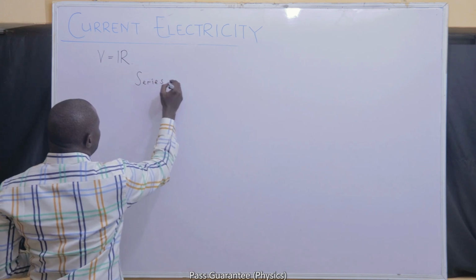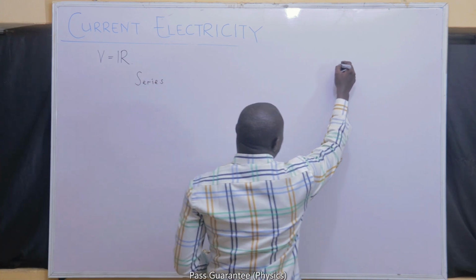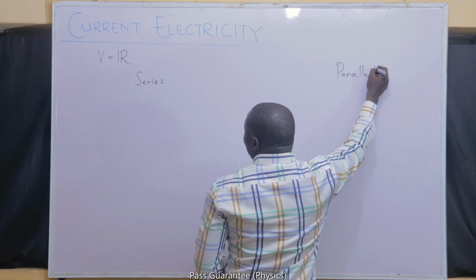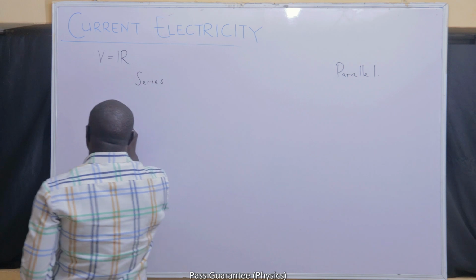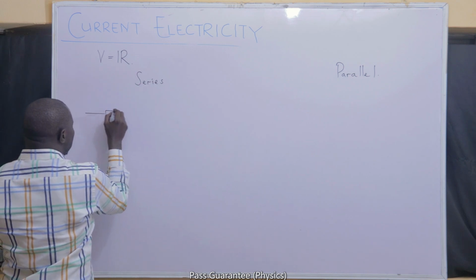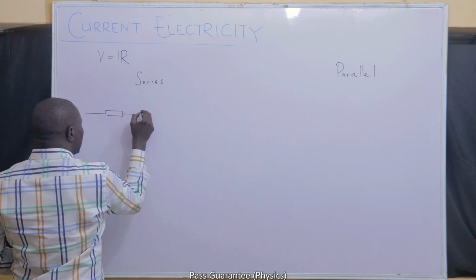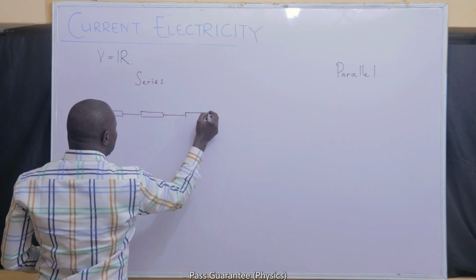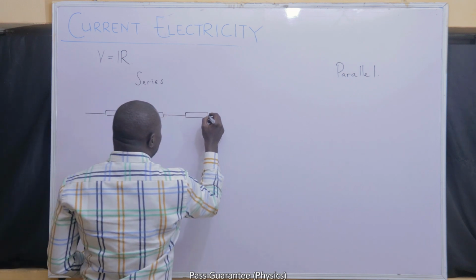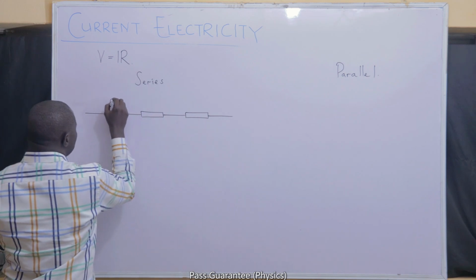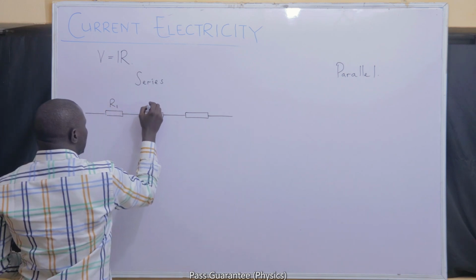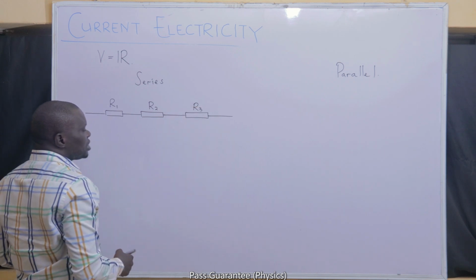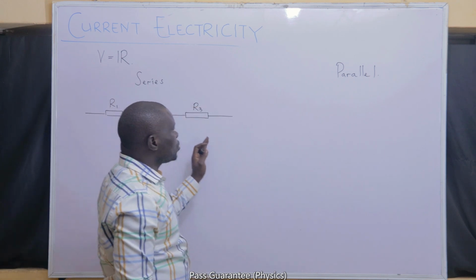We can also arrange them in parallel. When you arrange conductors in series, it means that at the end of one, you are putting the other. Let's just limit this to 3 resistors, R1, R2, R3. Conductors having resistances R1, R2, R3.